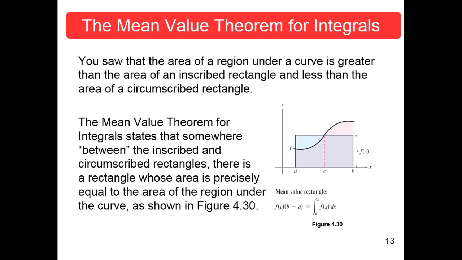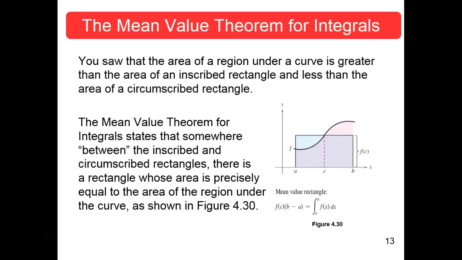That doesn't quite pan out either. The minimum of F, there's got to be some value C in between A and B such that the area of the rectangle represented by B minus A as the length and F of C as the height, so F of C times B minus A, is exactly the same as the integral under the curve.